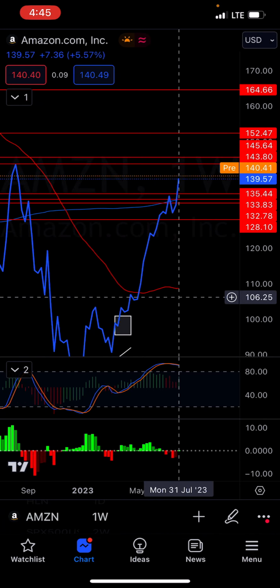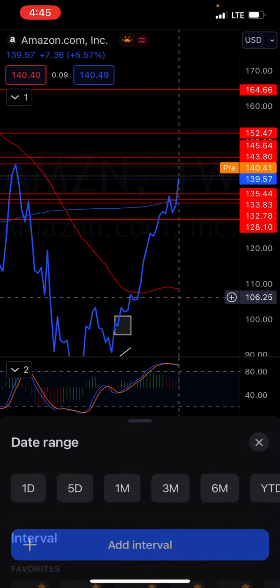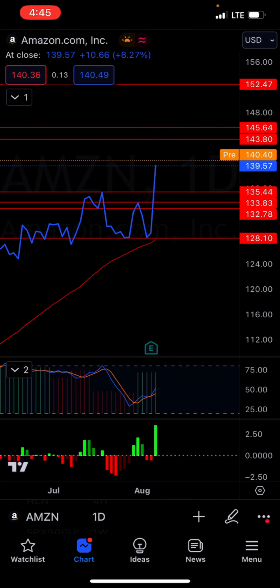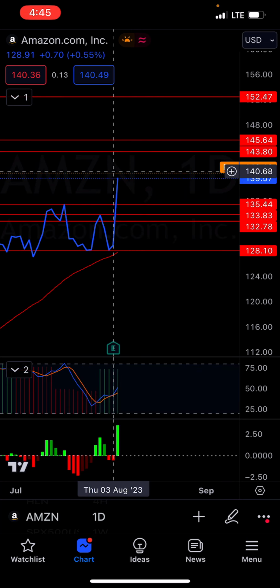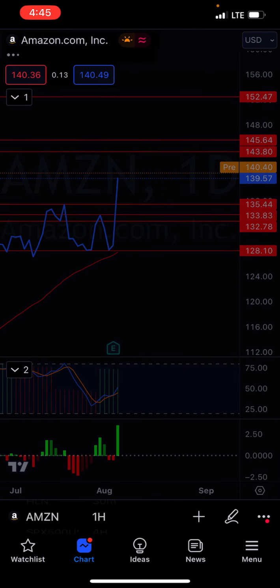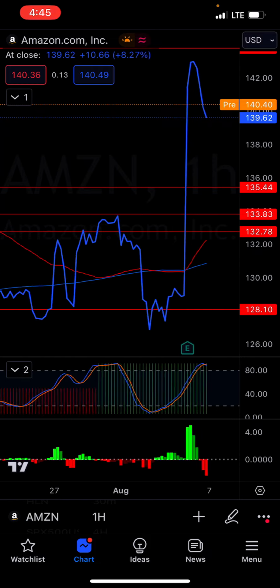And again, you did close that weekly. You closed the weekly VC on Amazon. So I definitely look at longing Amazon up to 143.80, right? It definitely looks like it can get up to 143.80. I'm not even gonna argue that, you know.